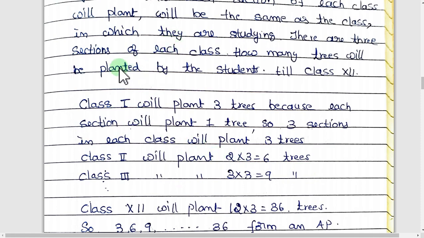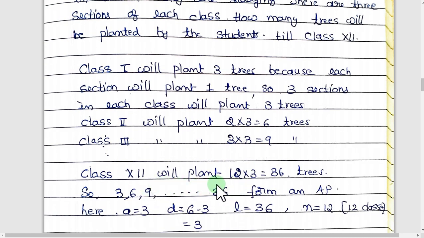See, as per the question, class first will plant 3 trees, because each section of class 1 should plant 1 tree, but class 1 has 3 sections. So altogether class first will plant 3 trees. Class second will plant 2 trees as per the class, but with 3 sections, altogether 6 trees. Same way it continues. Third will plant 3 trees into 3 sections, 9. The same way 12th will plant 12 trees into 3 sections. So class 12th will plant 36 trees.